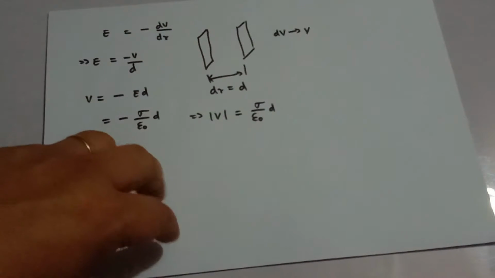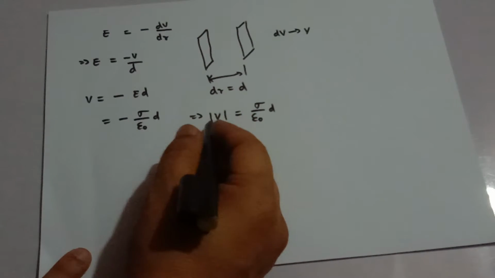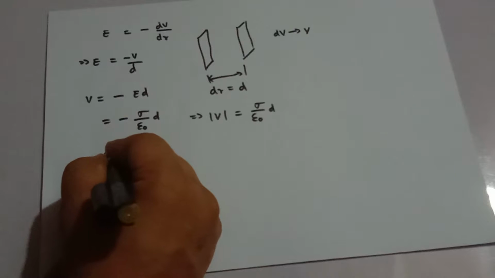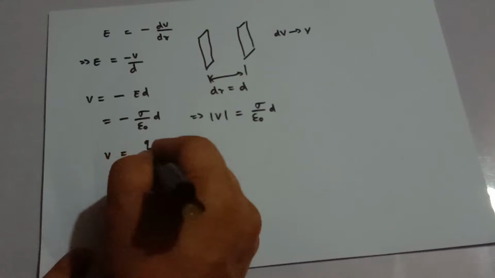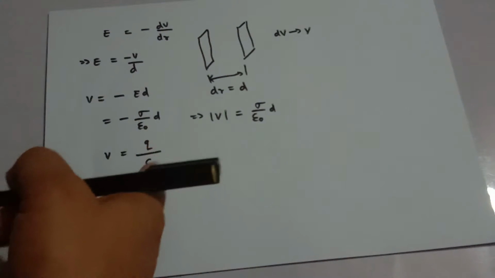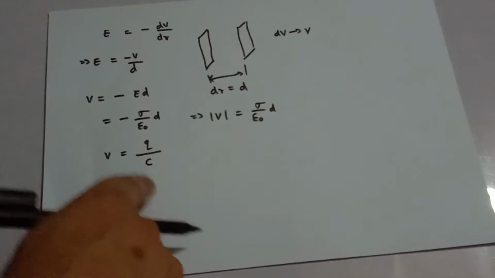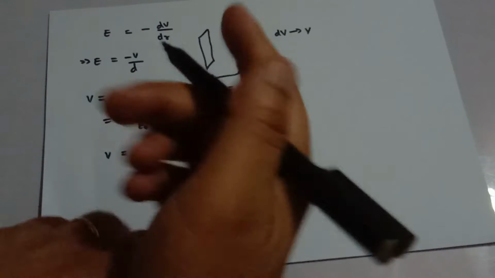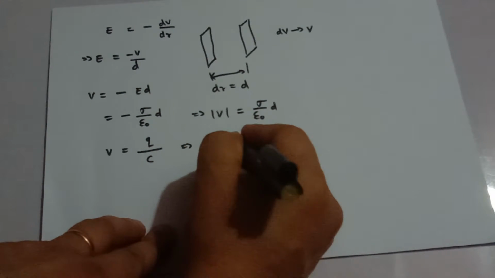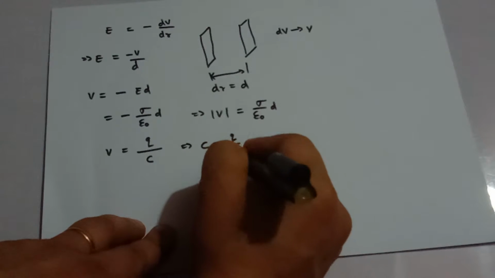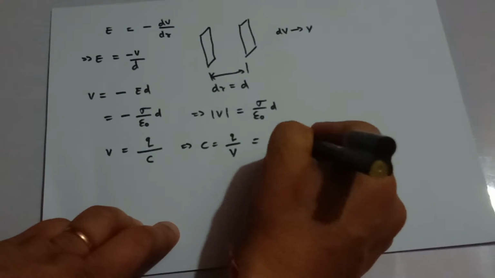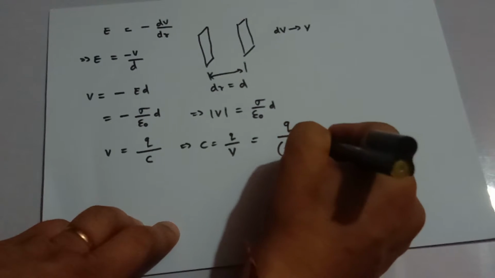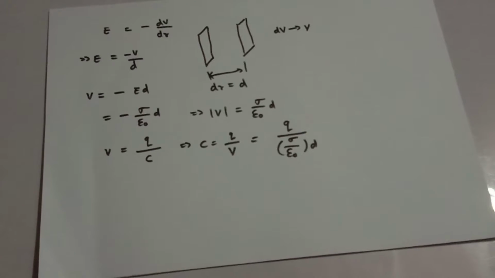So that is the potential of the parallel plate capacitor. We know that Q is equal to C into V, so V is Q upon C, or in other words C is equal to Q upon V. So you can put in the value of Q, and V is sigma upon epsilon naught into d, which we have already calculated.